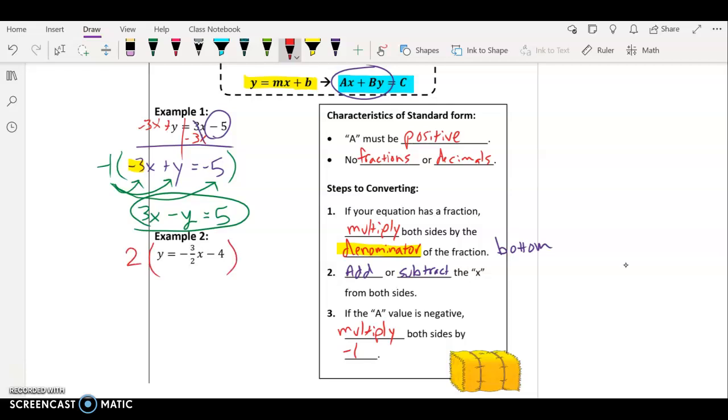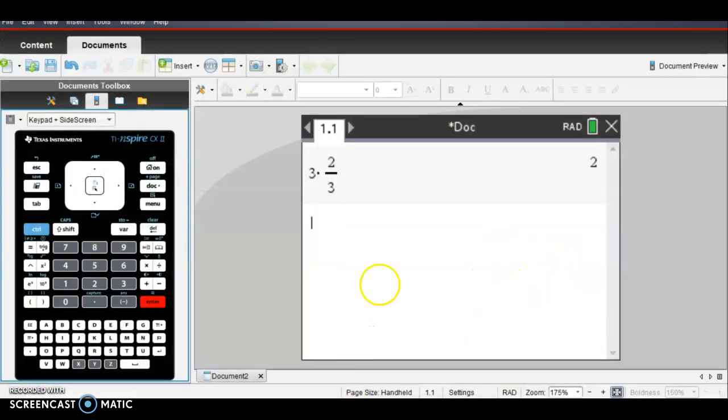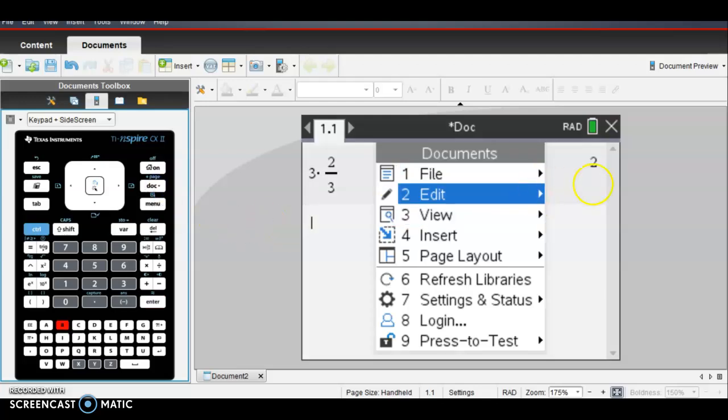The whole equation. When I say both sides, I mean the whole equation. So it's like distribution. You're distributing to everything. 2 times y is 2y. Now, 2 times negative 3 halves, if you get confused with fractions, remember your calculator is super helpful for this. So let's look at what we can do about that.